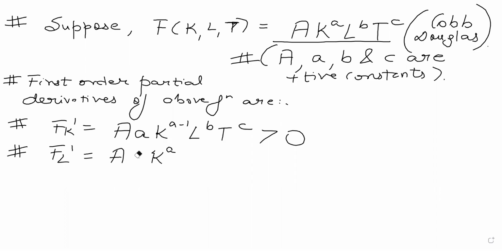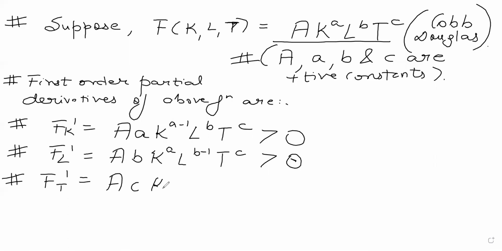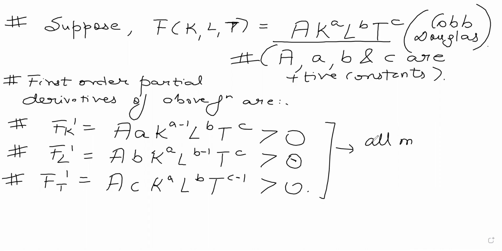Okay, it's a, b, k to the power a, l to the power b minus 1, t to the power c, which is again positive. And if we find out ft dash, which is the marginal productivity of agricultural land, keeping capital and labor constant, it is a, c, k to the power a, l to the power b, t to the power c minus 1, which is again positive. So clearly you can see that all the marginal productivities are positive.